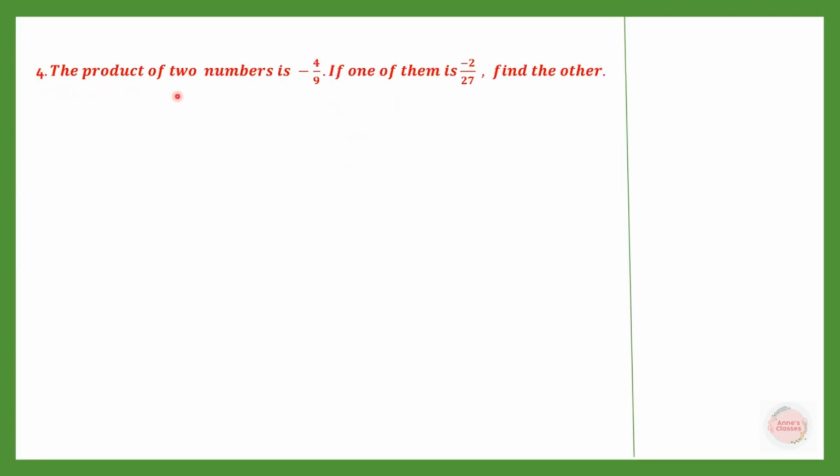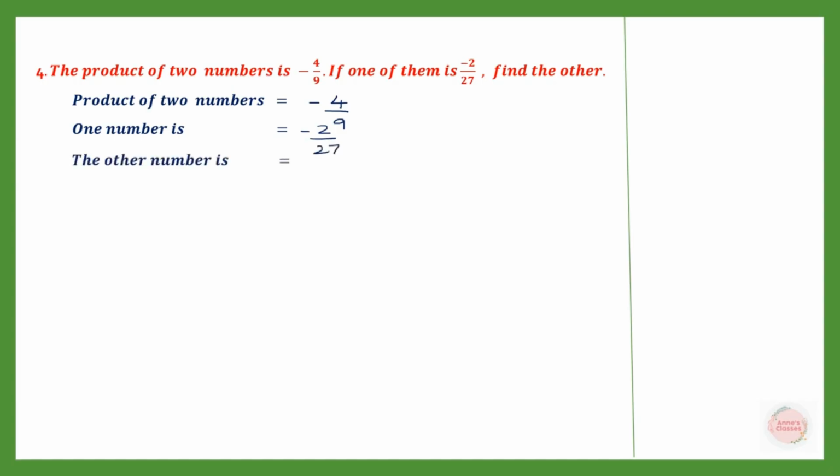Question 4. The product of two numbers is minus 4 by 9. If one of them is minus 2 by 27, find the other. Similar to the previous question. So, product of two numbers is given to us. Let's write it down. That's minus 4 by 9. We've also been given one of the numbers which is minus 2 by 27. Now, we've been asked to find the other number.